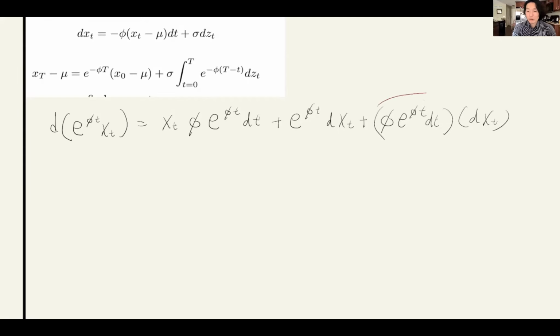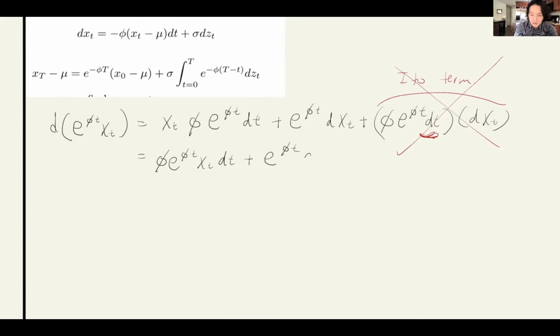This is the one on the right hand side. This is the Ito term. And we know this thing in this case is going to be 0. Why? Because we have dt. When dt is multiplied with anything else, it becomes 0. When dt is multiplied with dzt, it is going to be 0. So we only need to care about the first term here. So we have v e to the vt xt dt plus e to the vt dxt.